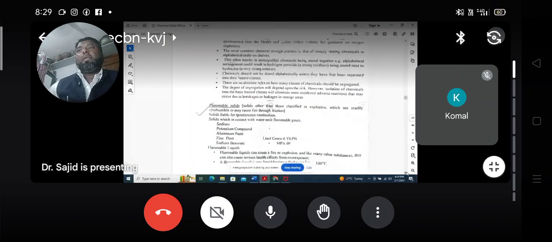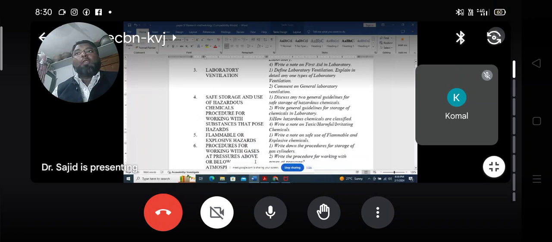See, the flammable solids are also given. One of the questions is there for you: how are hazardous chemicals classified? You can write the answer in your own words, or write a note on toxic, harmful or irritating chemicals. That whole part we are going to discuss under this category.